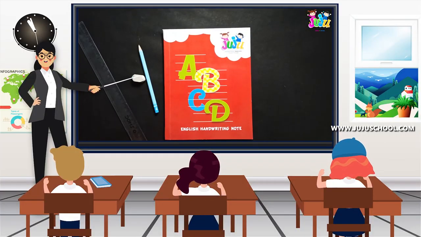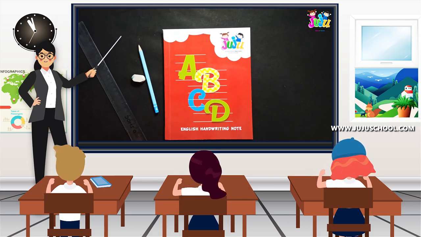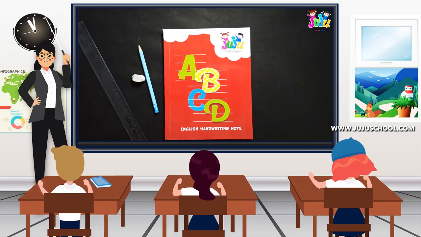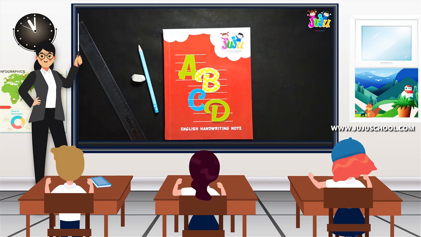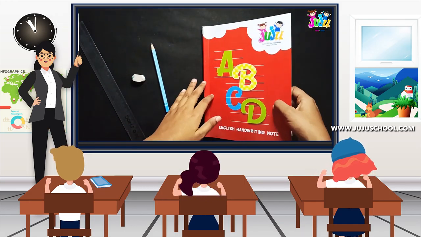Today in this class, we are going to learn how to write lower and uppercase alphabets D, E and F. Okay, first take your English notebook and come. That is the four line notebook. Have you all taken your English notebook? Fine. Now open your notebook.